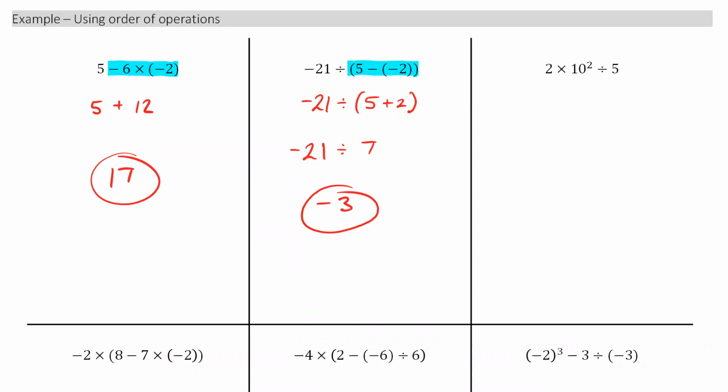All right, next question. What are we doing here? So we've got 2 times 10 squared divided by 5. What are we going to do first? Well, I'm going to do the indices first. So this square right there. So what is 10 squared? Well, that's going to be 100. So it's going to be 2 times 100 divided by 5. And now that I have both multiplication and division, I just work left to right. So I would first go 2 times 100, which is 200. Then I would divide that by 5, which is going to be 40. And that's my answer there.